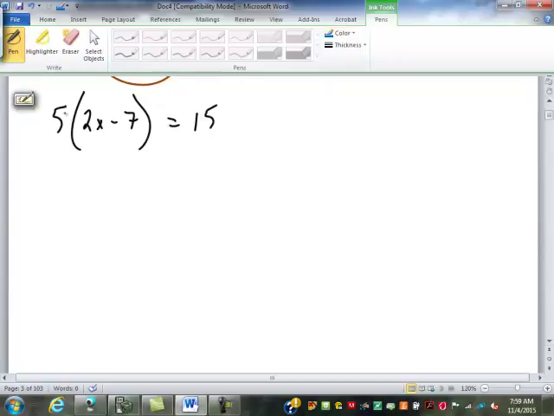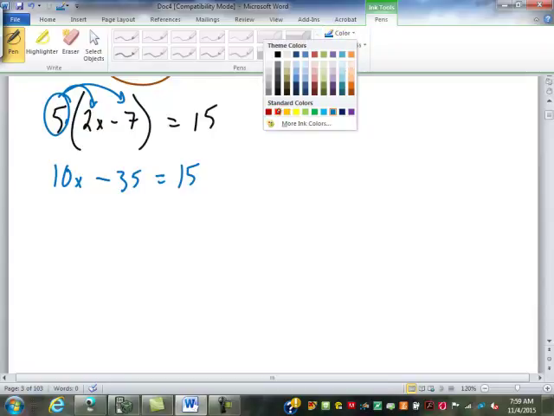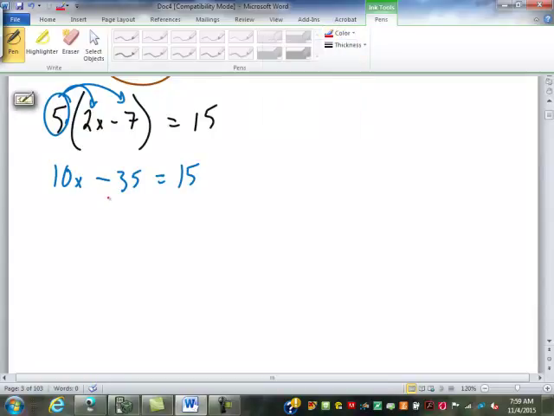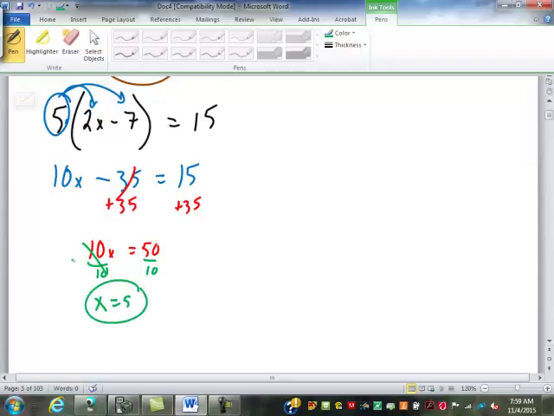So yes, we're going to multiply by the 5. 5 times 2x is 10x. And 5 times a negative 7 is negative 35. Equals 15. Then what? Add 35. So 10x equals 50. And then divide by 10. X equals 5. What do you think? Good stuff?